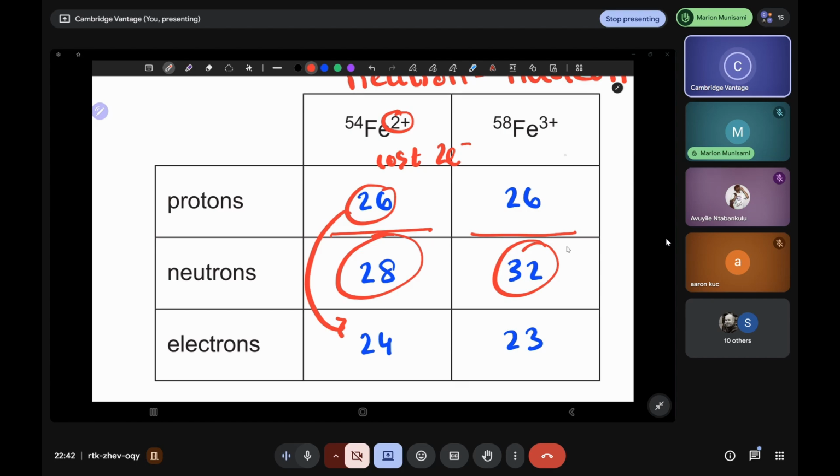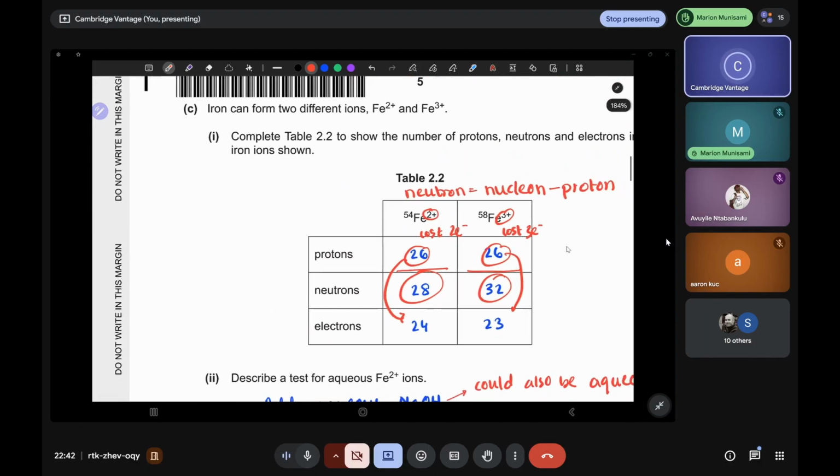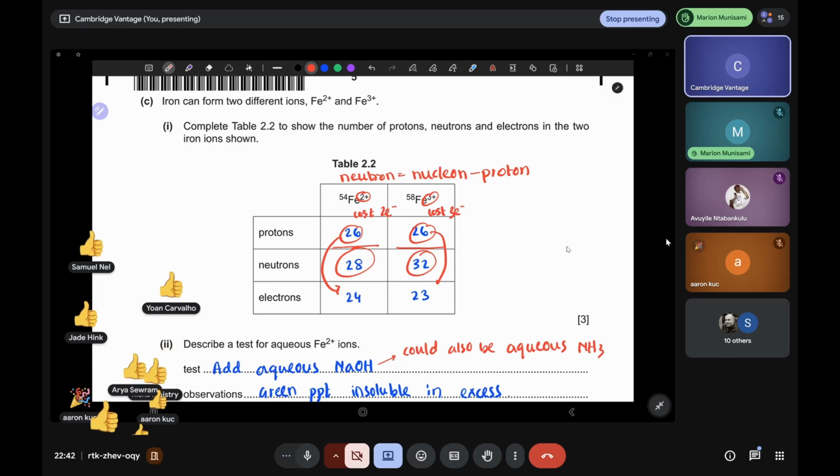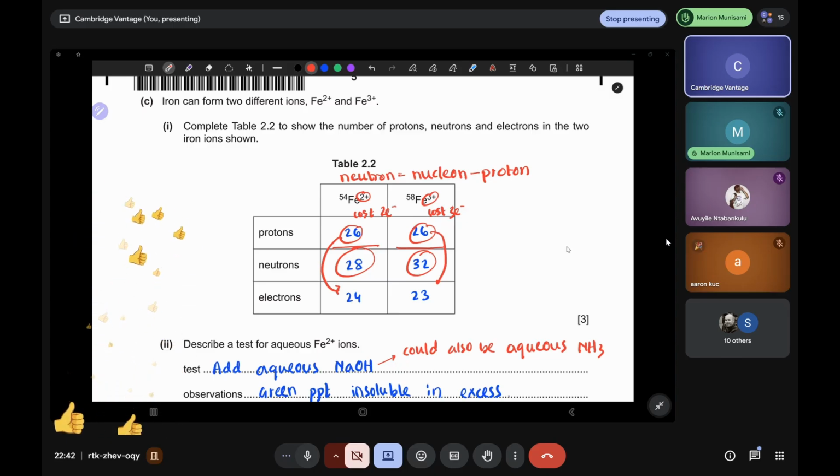And likewise, when it's +3, that means we have lost 3 e minus. So we are going to subtract 3 from the number of protons to get to the number of electrons, which is 23. Is this table clear for all of you? Does anyone have any questions? If not, just give a thumbs up. All right, I see most of you.